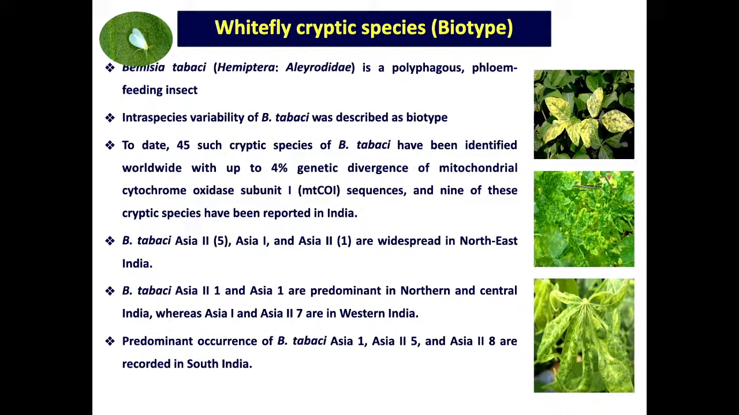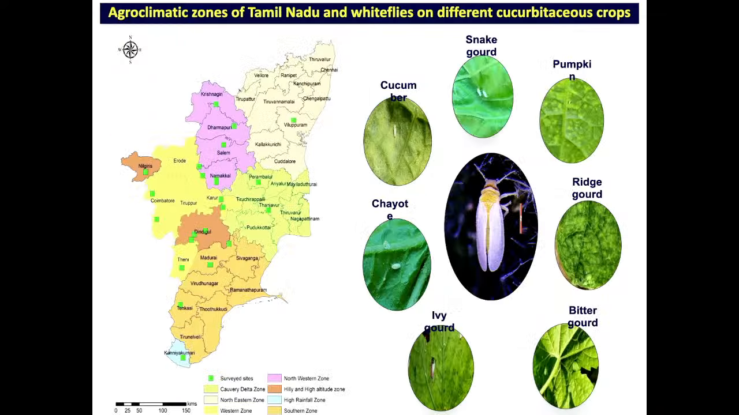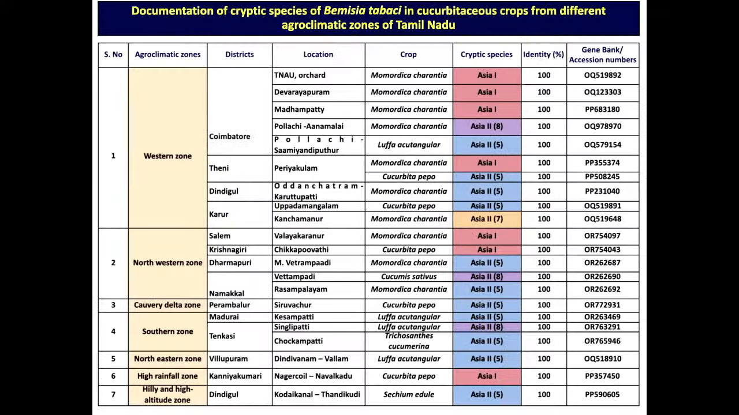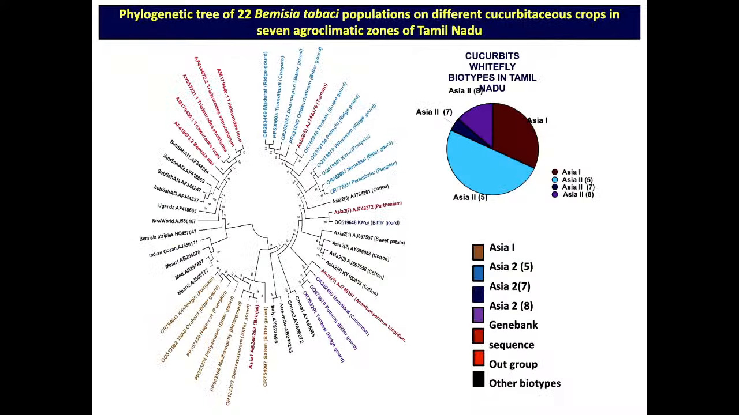Similarly, like the Begomovirus, the whitefly also has different variants, called biotypes or cryptic species. That also we could identify, and it correlated with the incidence. For example, in the cucurbitaceous ecosystem, mostly we get the Asia II 5 group of cryptic species of whiteflies, Bemisia tabaci. And wherever we get this Asia II 5, the incidence was found to be high when compared to Asia 1 or the other cryptic species.